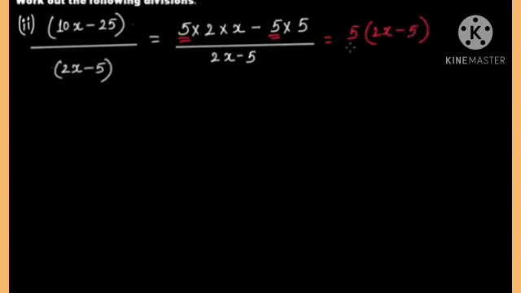And which property have we used here? We have used the distributive property of multiplication over subtraction, and this is 2x minus 5. Now 2x minus 5 multiplied by 2x minus 5 in the numerator, and in the denominator you have 2x minus 5. These two factors are common, the same. Therefore, you are left with only 5. So 5 is your answer in this case.